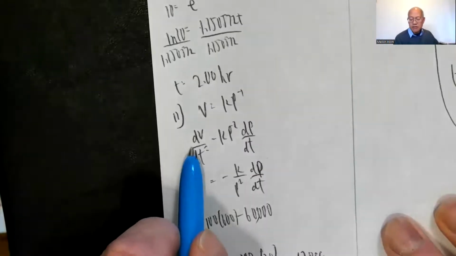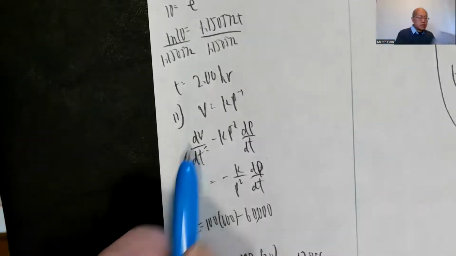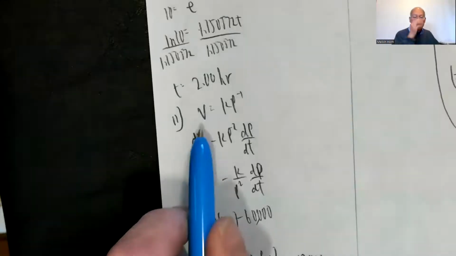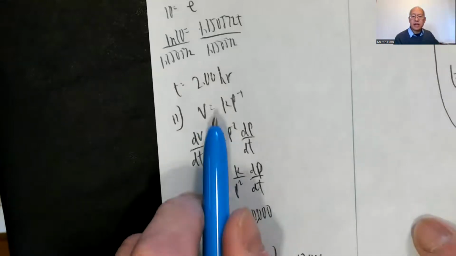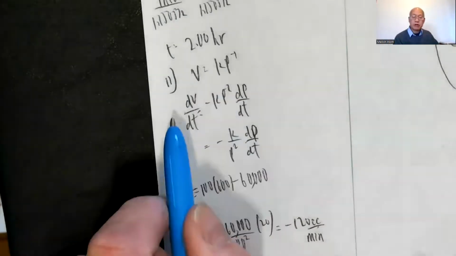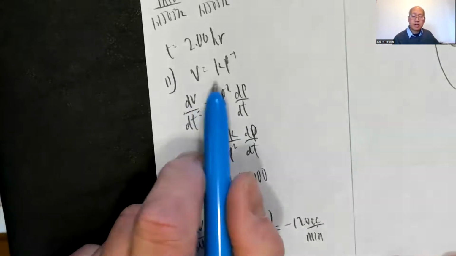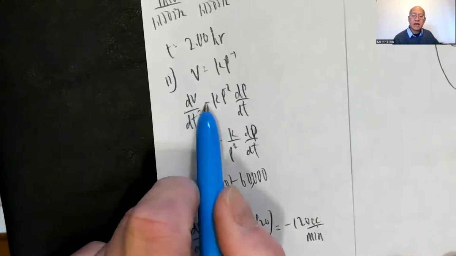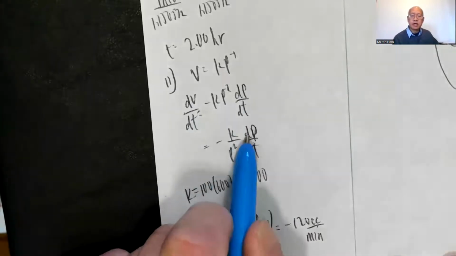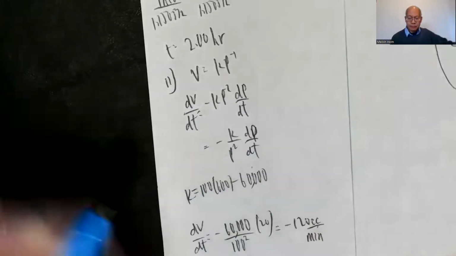Okay, 11, we have PV equals K. I'm going to solve for V, divide both sides by P. So V is K over P, or K P to the negative 1, because I want volume as a function of pressure. Now differentiate with respect to time. dV/dt is negative K P to the negative 2 dP/dt, or negative K over P squared dP/dt.